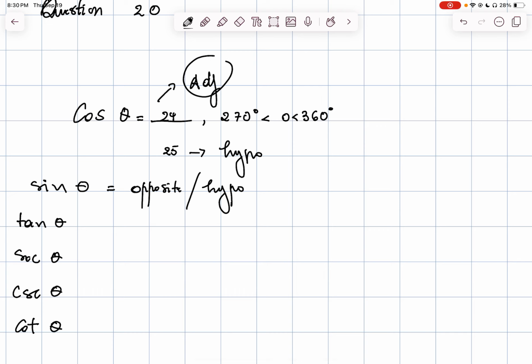So we know that the hypotenuse will be equal to C, 25, and then we have the A and the B. So I'll say 24.